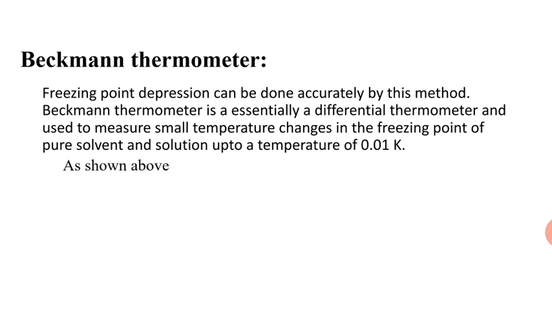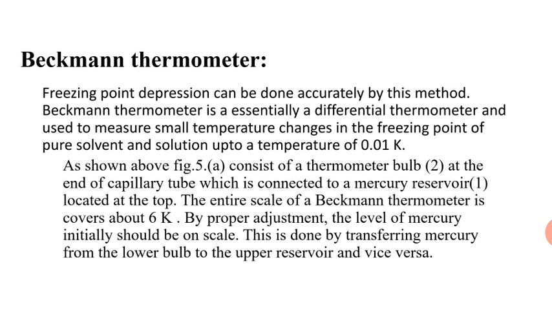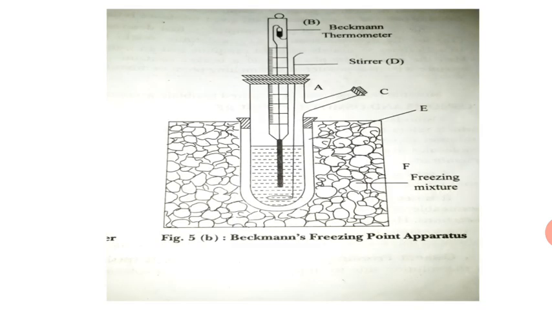As shown in the figure, it consists of a thermometer bulb at the end of a capillary tube which is connected to a mercury reservoir located at the top. The entire scale of the Beckman thermometer covers about 6 Kelvin. By proper adjustment, the level of mercury initially should be on the scale. This is done by transferring mercury from the lower bulb to the upper reservoir and vice versa. Now let us see the Beckman apparatus.